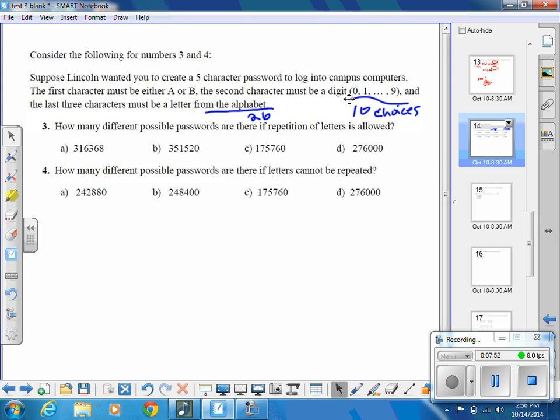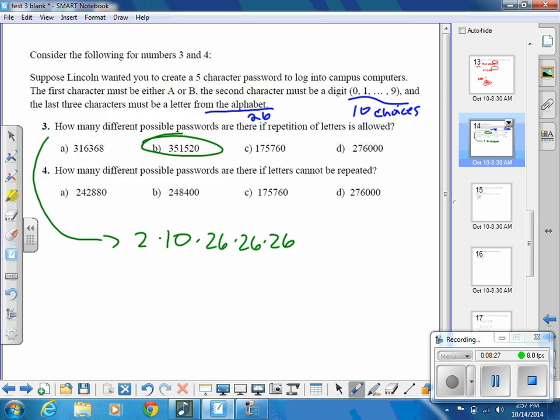So the first one says, how many different possible passwords if repetition of letters are allowed? You will always have more passwords. I'm going to do this down here. More answers, okay, to this, more possibilities if repetition is allowed. Now, the first one, I have 2 choices, A or B. That's it. Nothing else. Second one, my number, I have 10 choices. Pick any number I want. And then next, I have to pick 3 letters. Now, repetition, I can do AAA. So I can do 26 times 26 times 26, and I punch that into a calculator, and I should get D. Okay?